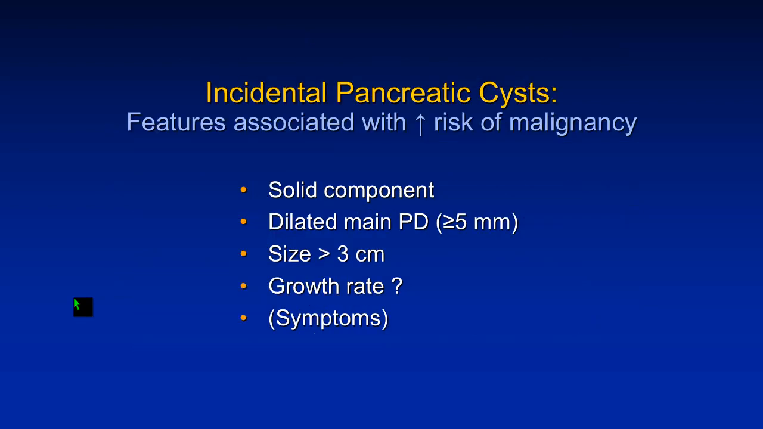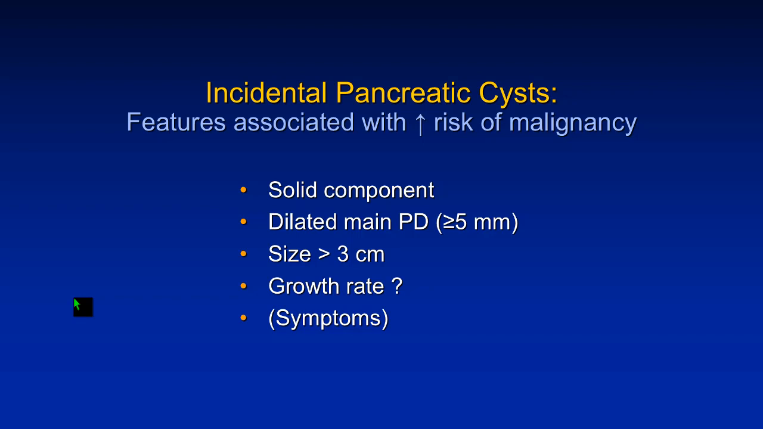So to summarize, the features that are associated with increased risk of malignancy are a solid component, a dilated main pancreatic duct, an overall size greater than 3 centimeters, and some investigators have looked at growth rate, and some studies have indicated that the faster the growth rate, the more likely that that lesion will become malignant. But I don't think we have enough information about that yet.